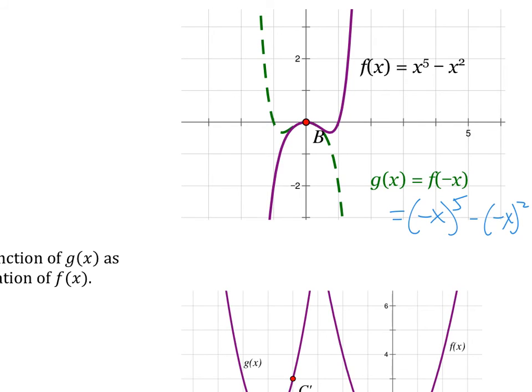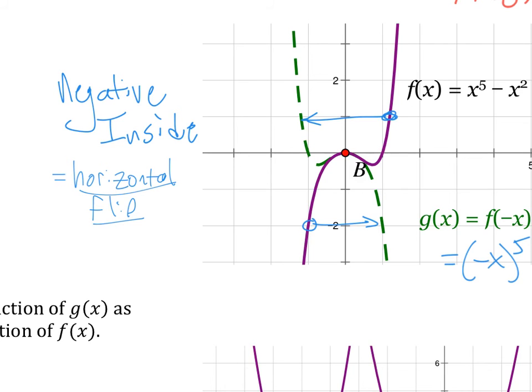So the moral of the story is this point right here in the blue had an x value of 1.2 or so, and it flips over here. So the green graph is the graph of f of negative x. This one right here, which had an x value of -1, flipped over to the other side. So when we have a negative inside, we get a horizontal flip. Everything that happens inside is horizontal. Everything that happens outside is vertical.